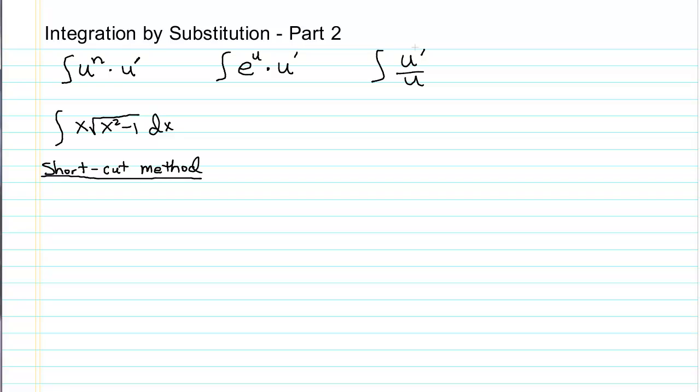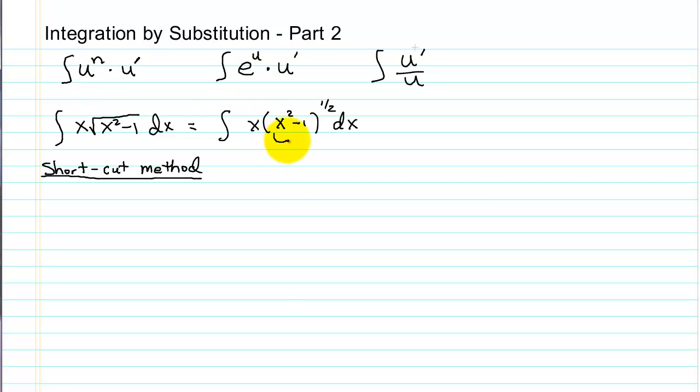Let's first just refresh what we did the first time around. We would try to organize our integrand into one of these three forms here, either u to the nth times u prime, e to the u times u prime, or u prime over u. And if we were able to get it into one of these formats, we could then apply our integration rule. So if we rewrite our integrand here into a power of n, we can see now that we're trying to match this format here.